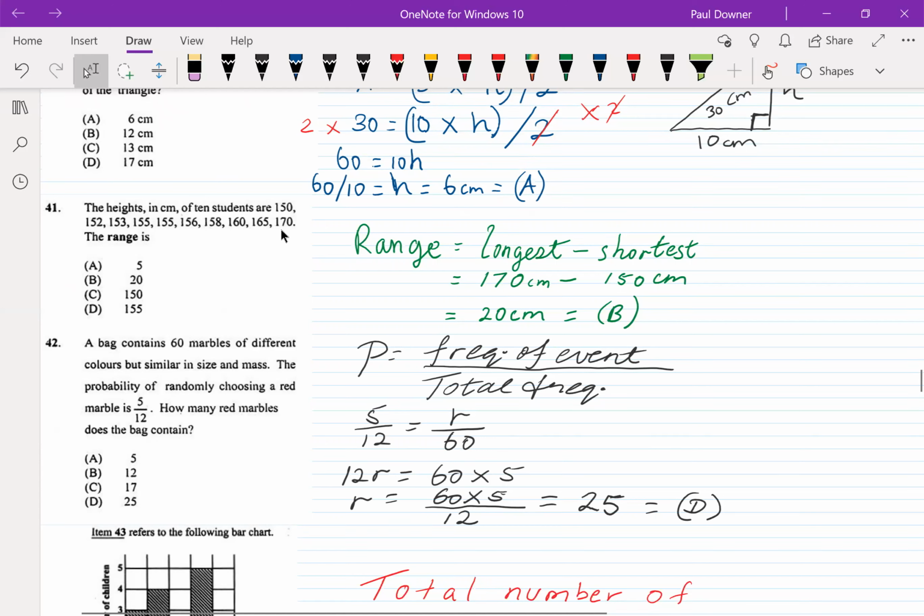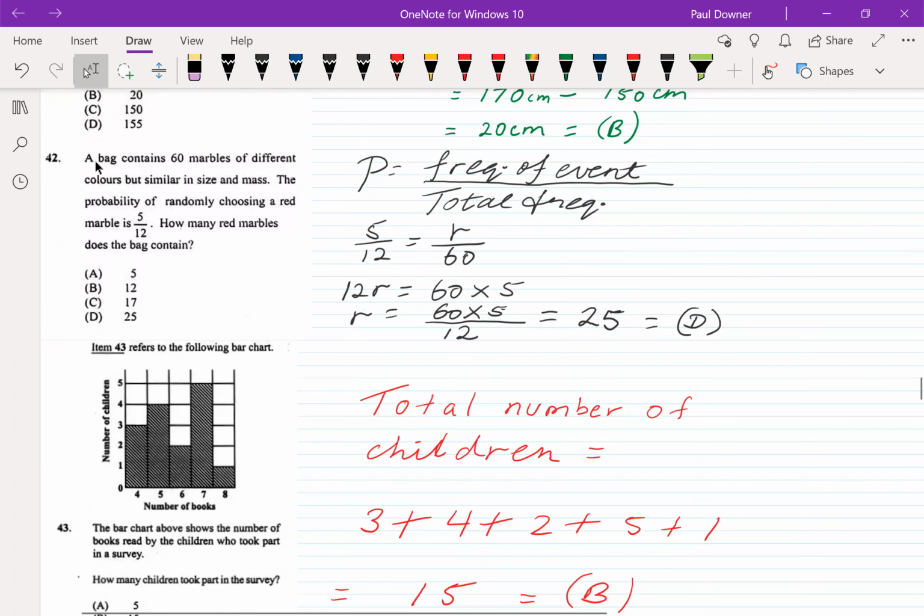That's this figure here. And the shortest person in all of these heights here was 150. I'm not seeing anything smaller than that. So the range of heights would be 170 take away 150, which is 20 centimeters, and that was B. That was B.